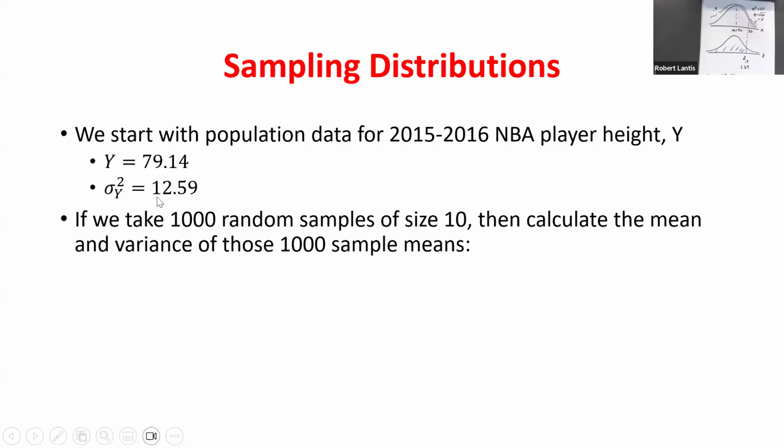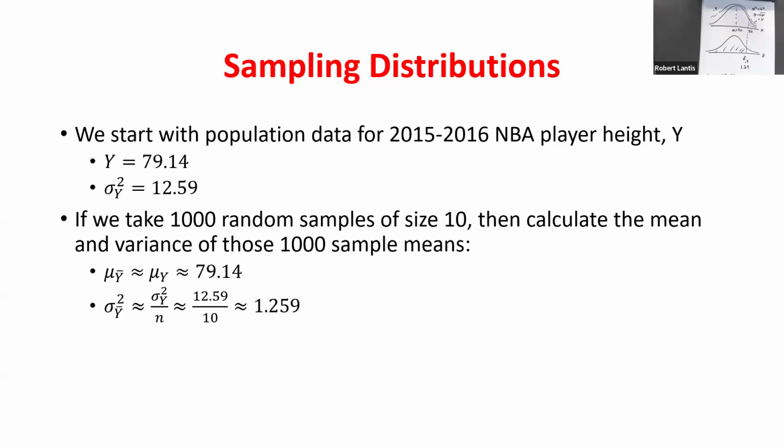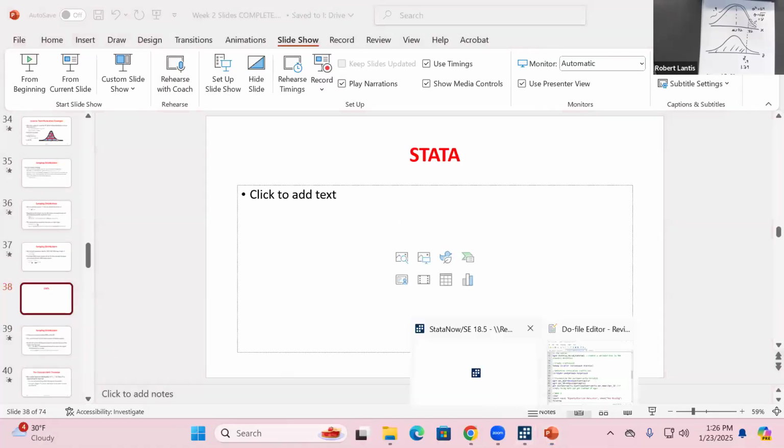Population mean. What should the variance be? The original population variance divided by my sample size. So instead of 12.59, it should be 1.2, right? Sure enough, that's exactly what I get, right? And I'll show this to you with an actual data set here in a second. So let's go.